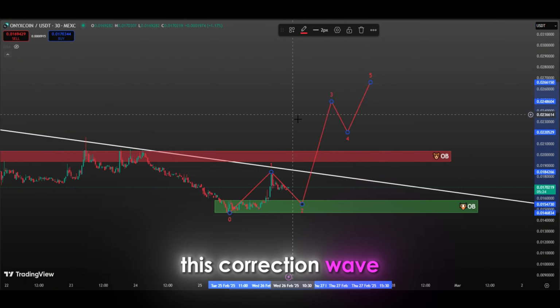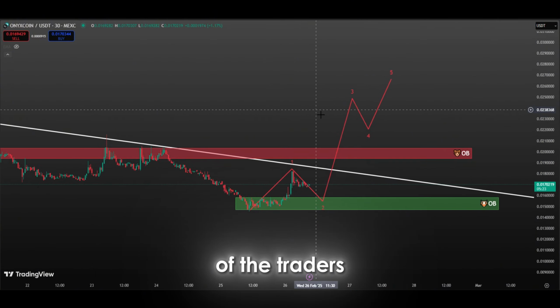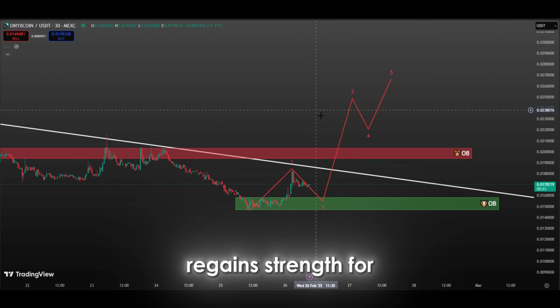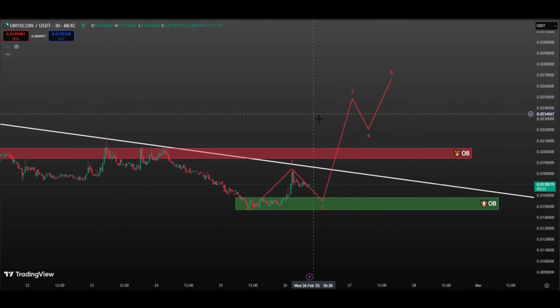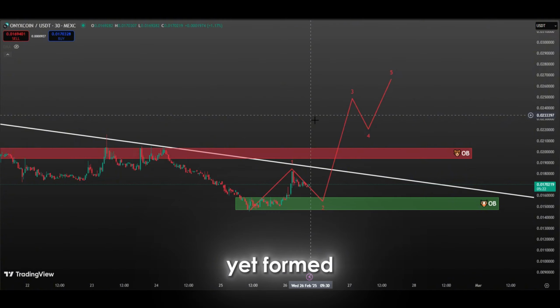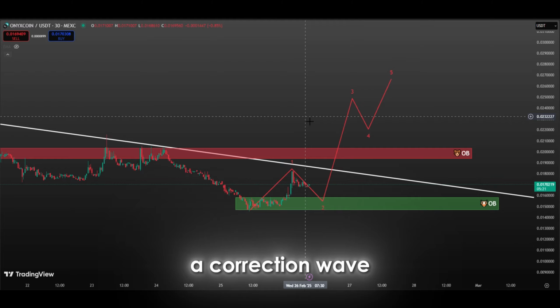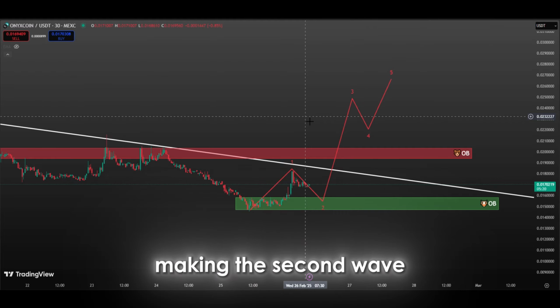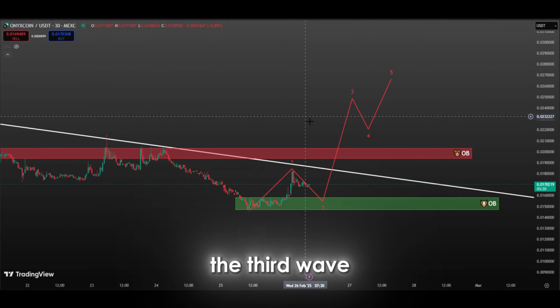This correction wave, the second wave, occurs when some of the traders take profits, or the price regains strength for a healthy rise. Since the second wave has not yet formed, the current movements of the price are critical to understand whether it will start to make a correction wave or not. After making the second wave, we can measure the third wave with Fibonacci.